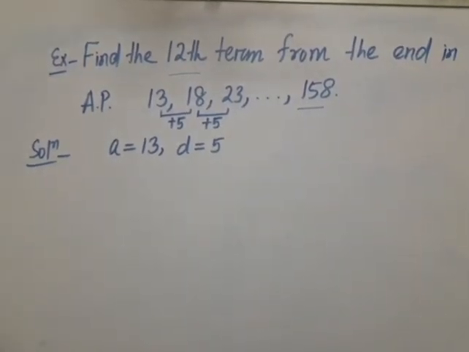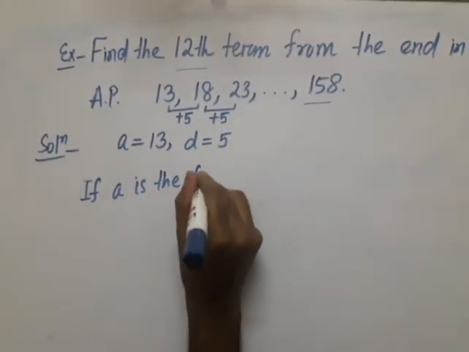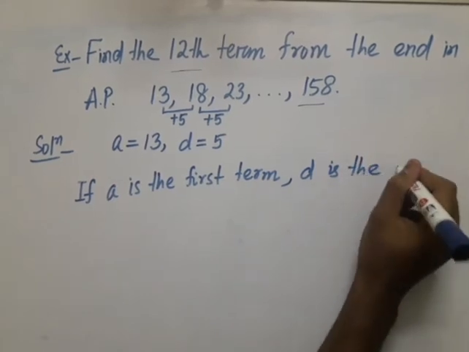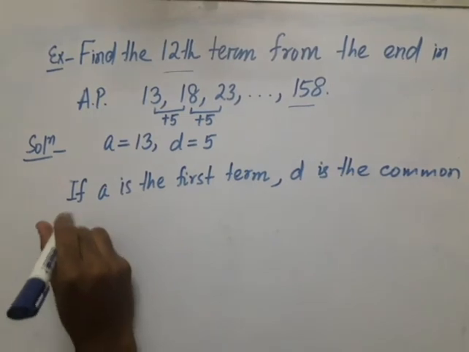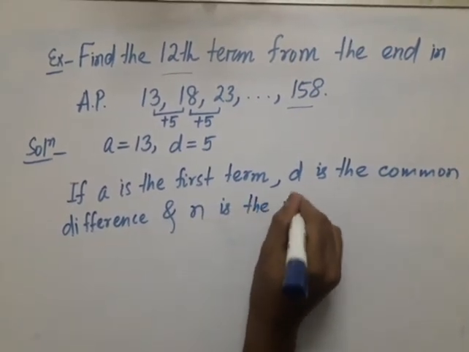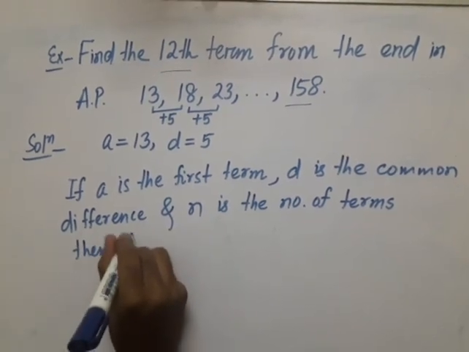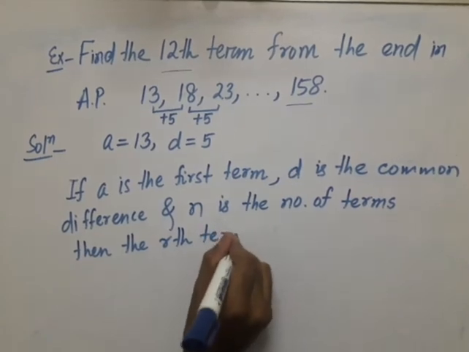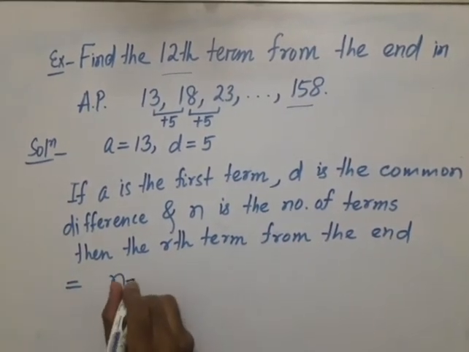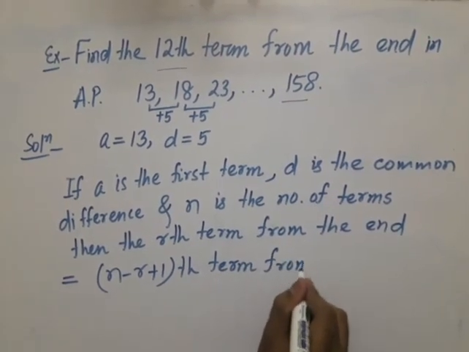We have a particular formula for this question. If a is the first term, d is the common difference, and n is the number of terms, then the rth term from the end is equal to the (n minus r plus 1)th term from the beginning.